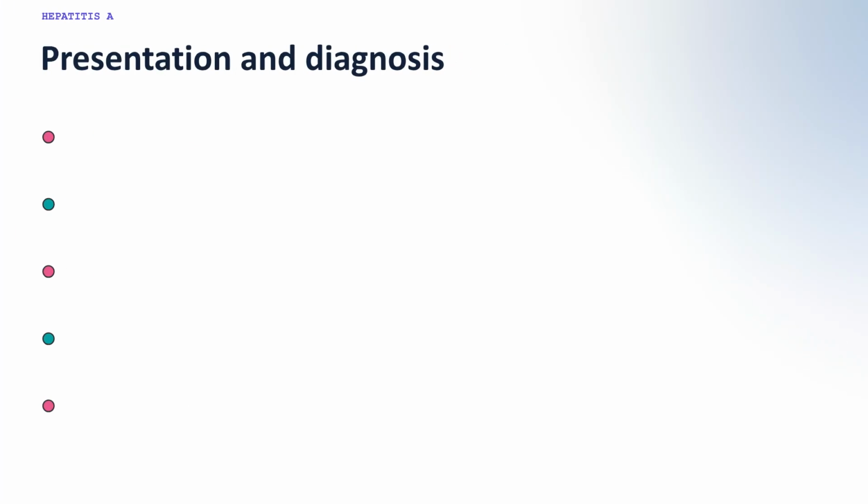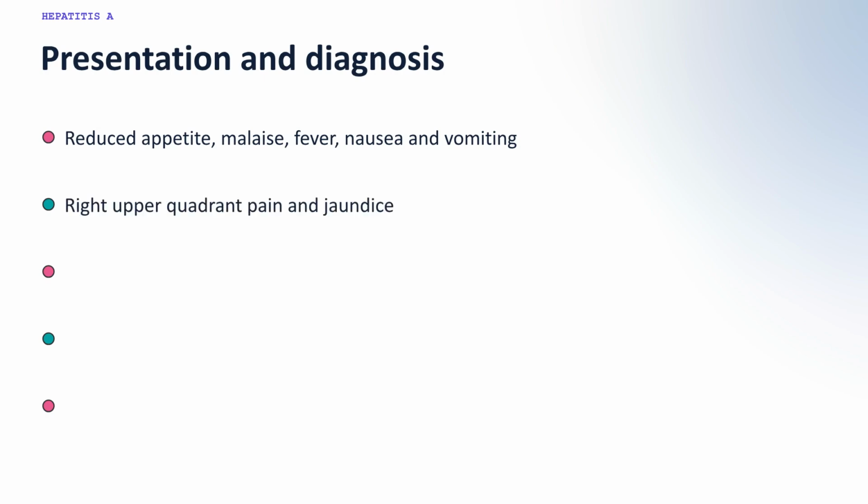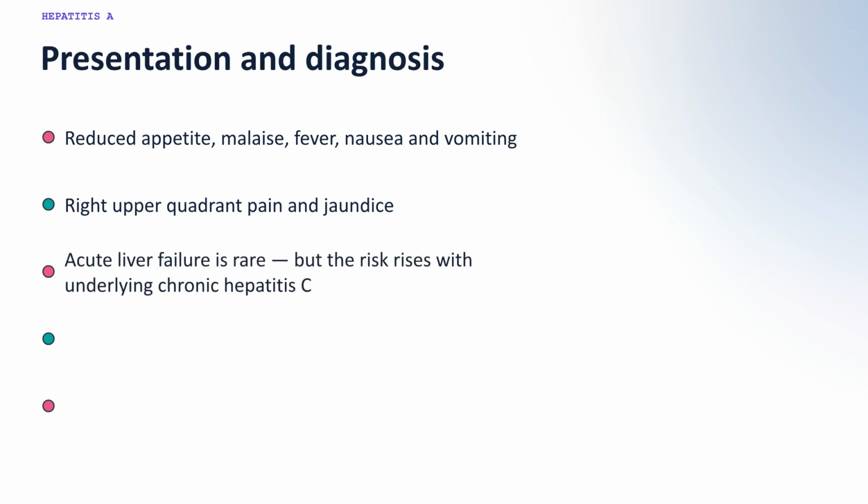Clinically, it looks like most acute hepatitis: reduced appetite, malaise, fever, nausea, and vomiting, right upper quadrant pain, and jaundice. Acute liver failure is rare, but the risk is higher in someone who already has chronic hepatitis C.